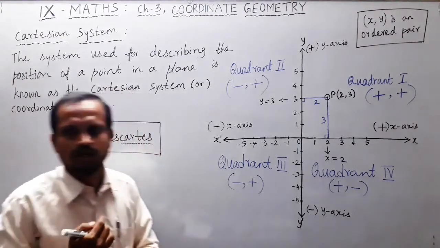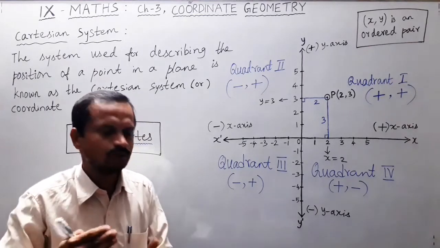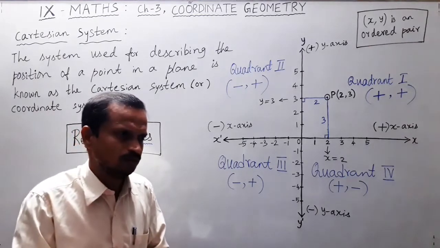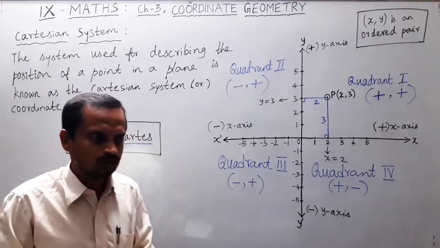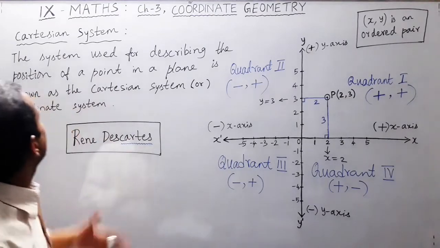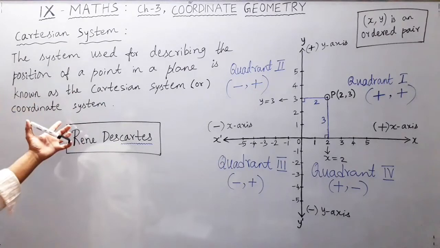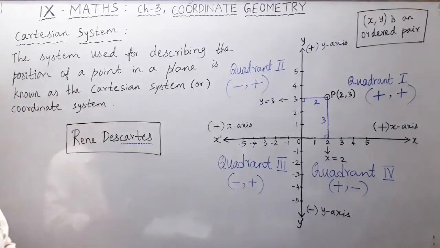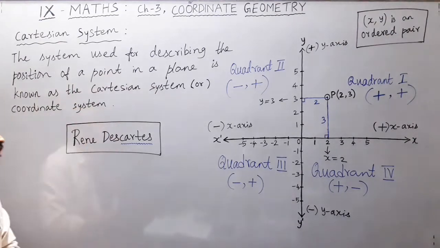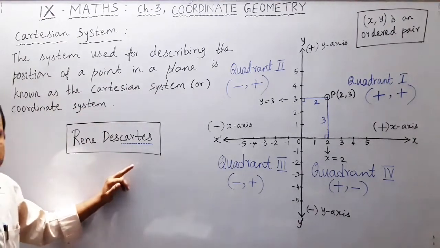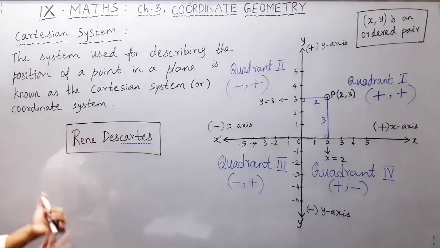I told you what coordinate geometry is: the development of geometrical ideas, to measure any geometrical concept using the coordinates. That is called coordinate geometry, and here the Cartesian system is used. What is the coordinate or Cartesian system? The system used for describing the position of a point in the plane is known as the Cartesian system. René Descartes is the great mathematician who initiated this and introduced this concept.